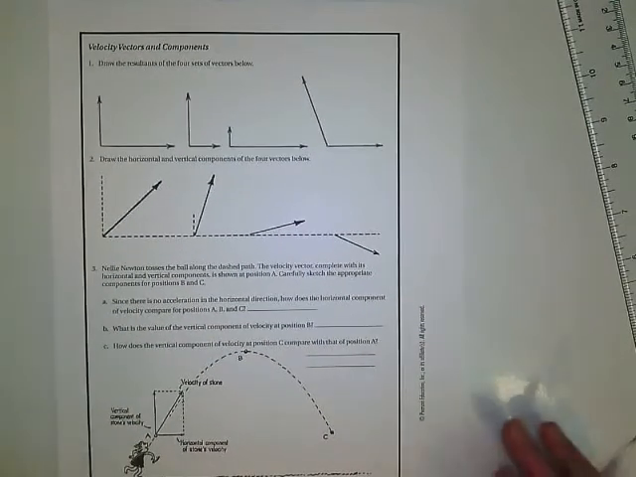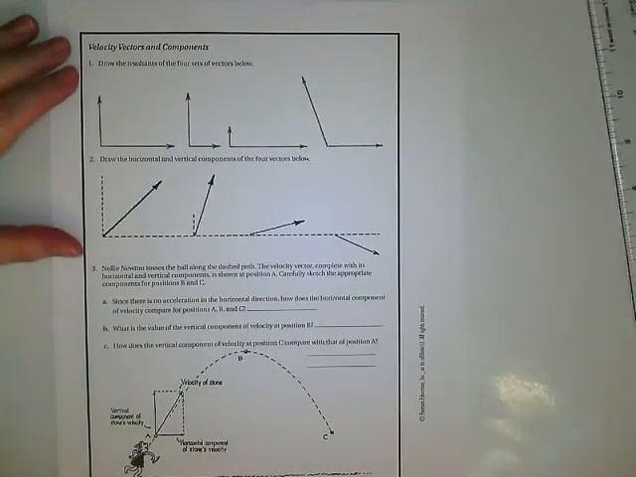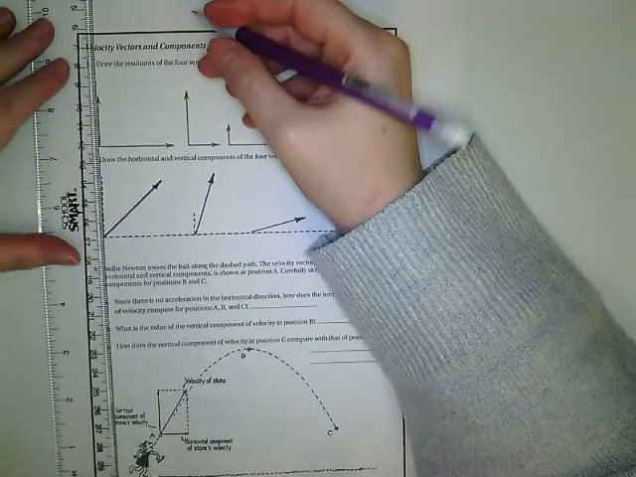So velocity vectors and components. Again, we're drawing the resultants of these four sets. So we're going to make our parallelogram.